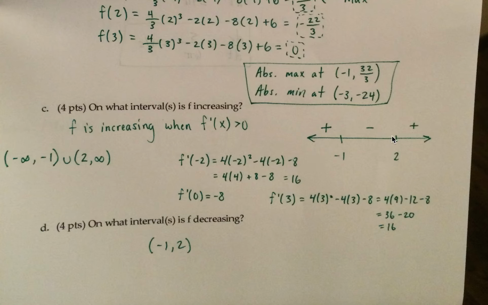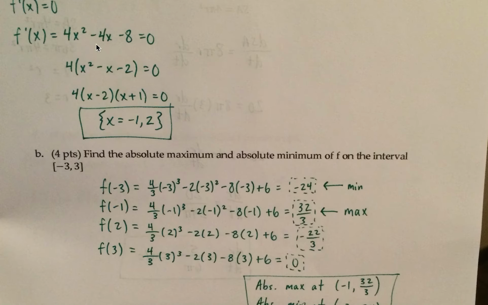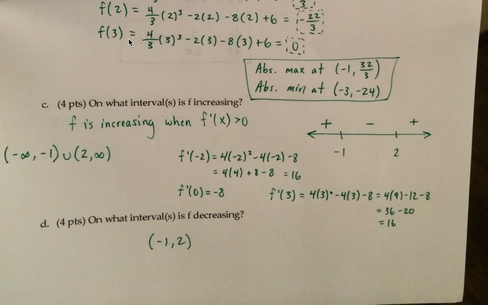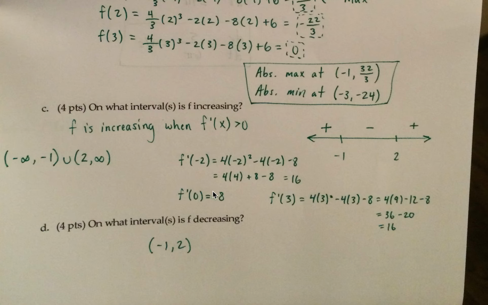Now, I'm going to try some number in between -1 and 2. If I can choose 0, I like to do that because 0 makes things really easy. When you plug 0 into this function, 4x squared just becomes 0. 4x becomes 0. So all you have is 0 minus 8. Okay? So 0 minus 8 is just -8. So f prime of 0 is going to give me a negative number. So I'm going to throw a negative in there.